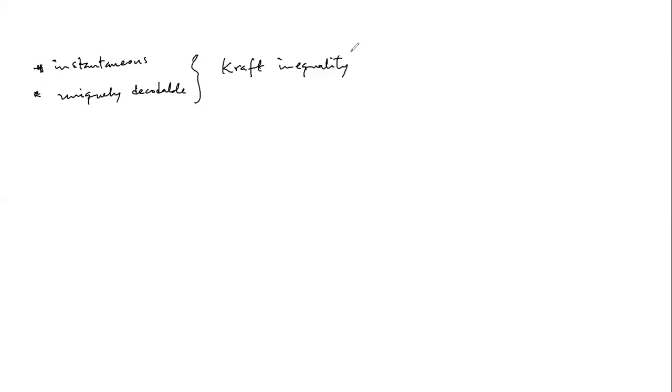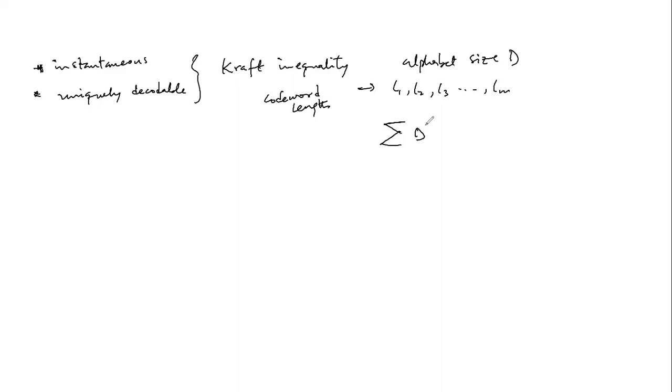Now, the Kraft inequality states that for any instantaneous code or prefix code over an alphabet of size D, the code word lengths L1, L2, L3, all the way to Lm must satisfy the inequality: the sum of D to the power of negative code word length must be less than or equal to 1. So given a set of code word lengths that satisfies this inequality, there exists an instantaneous code with these code word lengths.